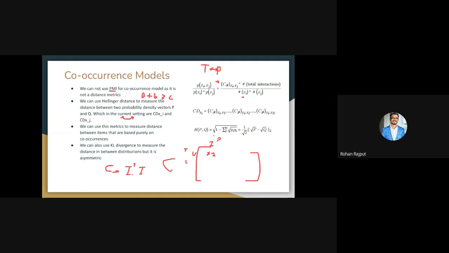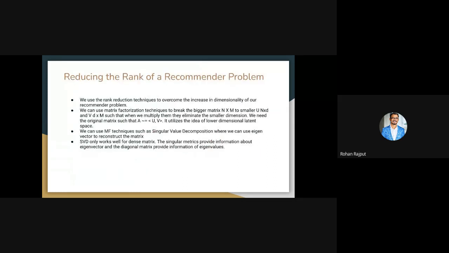And because we are talking about probability distributions, there are other methods to measure the distance between two distributions, like KL divergence. But the problem with KL divergence is that it is an asymmetric metric, not a symmetric metric. So this is some simple information about the co-occurrence model: whenever you have a co-occurrence model, specifically for item similarity, you can use the Hellinger distance.